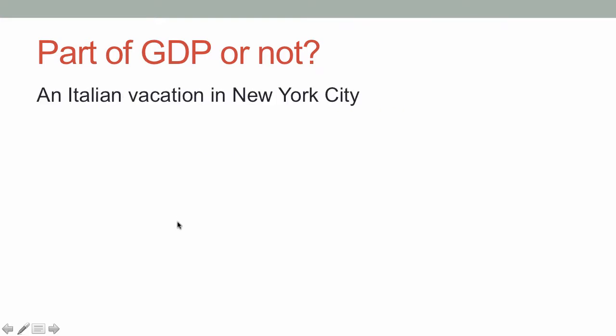What if an Italian, they vacation in New York City? They stay at a hotel, they fly over, they go to restaurants, they buy things. Is this part of our GDP? Well, yes, it would be. Because in New York City, we are selling a good, producing and selling a good to the Italian who's purchasing it in New York. So yes, that's part of our country's GDP.